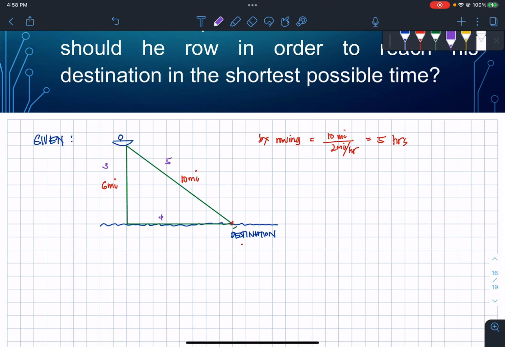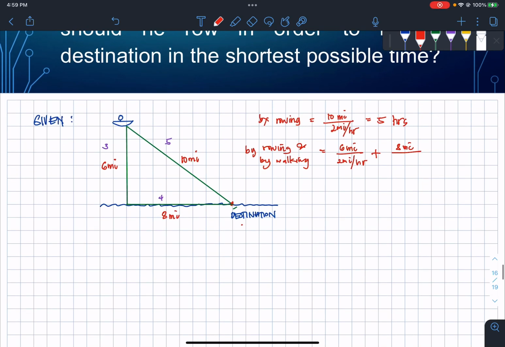So we could have 4 here. So therefore, by the Pythagorean theorem, you can verify that this one would be 8 miles. So if he does it by rowing and by walking, he will row, which is 2 miles per hour, plus he will walk, and what he will walk would be 8 miles. So 8 miles over 4 miles per hour, since he walks faster.